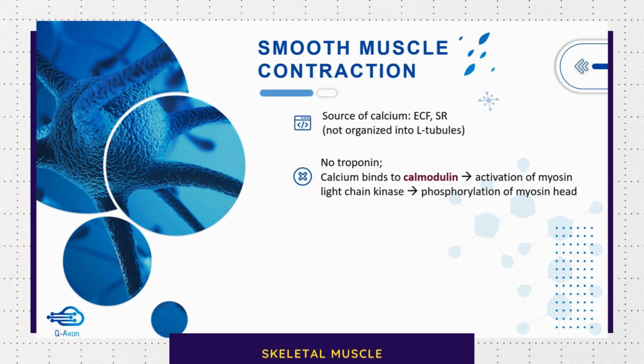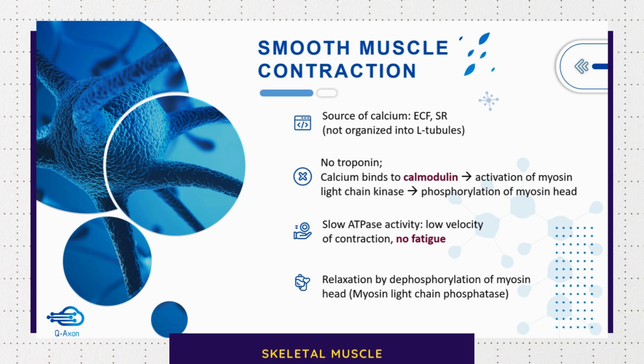So calcium binds to calmodulin, and this calcium calmodulin complex activates an enzyme called myosin light chain kinase, which causes phosphorylation of the myosin head, and now the myosin binds to the actin, leading to contraction. Now, the ATPase activity is also very slow, which means that the contraction velocity is low, and therefore smooth muscle does not undergo fatigue easily.